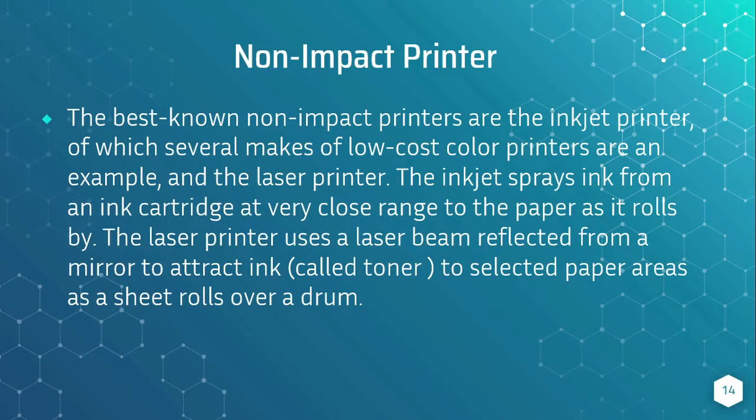Non-impact printer. The best known non-impact printers are the inkjet printer, of which several makes of low-cost color printers are an example, and the laser printer. The inkjet sprays ink from an ink cartridge at a very close range to the paper as it rolls by. The laser printer uses a laser beam reflected from a mirror to attract ink, also called toner, to selected paper areas as a sheet rolls over a drum.